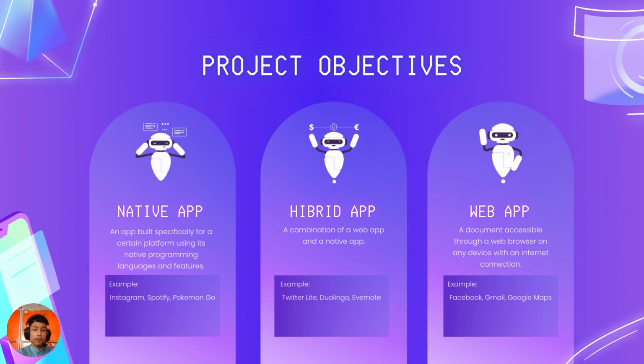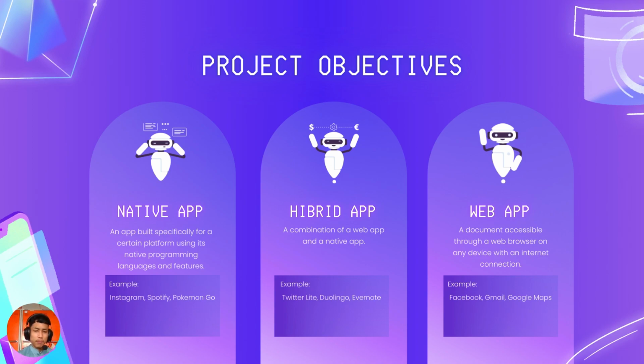For the hybrid app, this app combines elements of native and web technologies. They are written in web languages like HTML, CSS, and JavaScript, but they are wrapped in a native container to access device features. Twitter Lite, Bolingo, and Evernote are hybrid apps that offer cross-platform compatibility and faster development times.